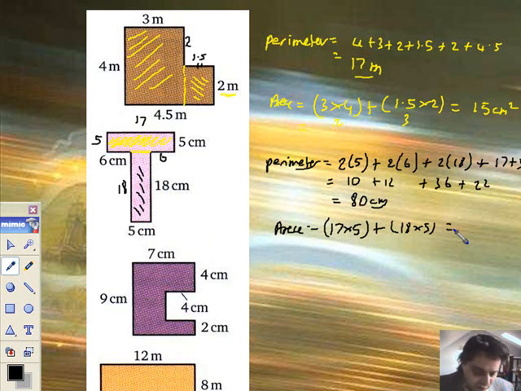So I'm going to use my bracket function, so 17 open bracket 5 close bracket plus open bracket 18, I'm going to start again.